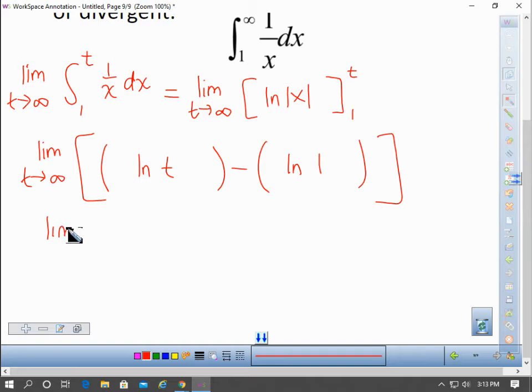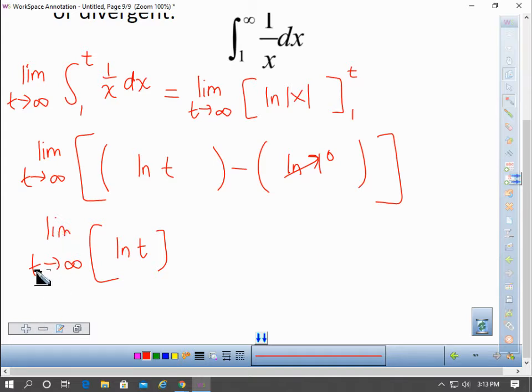All right, so we're doing the limit as t goes to infinity. What do we end up with when we simplify this? Well, we know the natural log of 1, that's 0. So this just ends up being ln of t. That's all it ends up being, natural log of t. So now we're ready to take the limit.